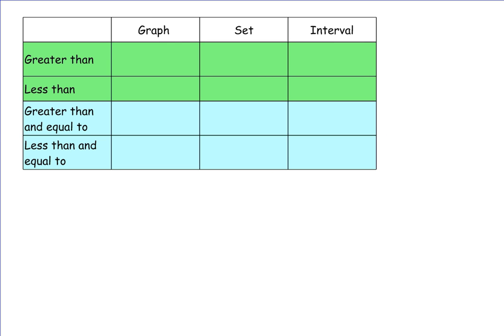I want to talk about graphing, and we're used to graphing on the number line. Greater than is this symbol, less than is this one. Greater than or equal to includes the equal sign in it, and less than or equal to includes that sign. When we graph greater than and less than, we use an open dot on the endpoint, and greater than or equal to requires a closed dot because we're including the number that's the endpoint.